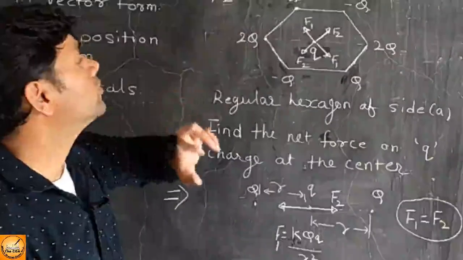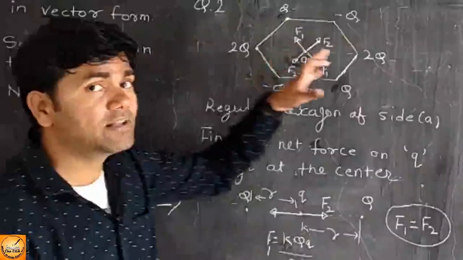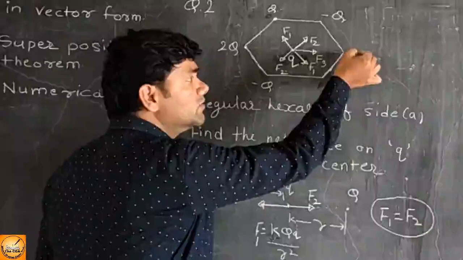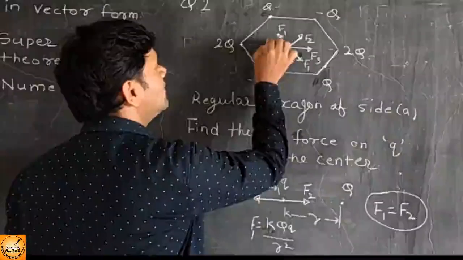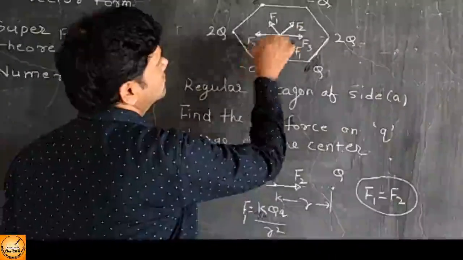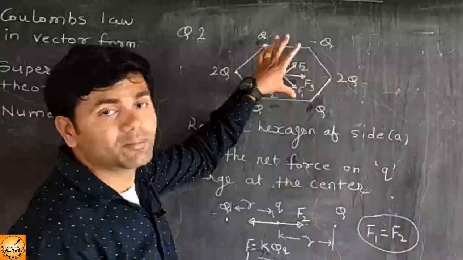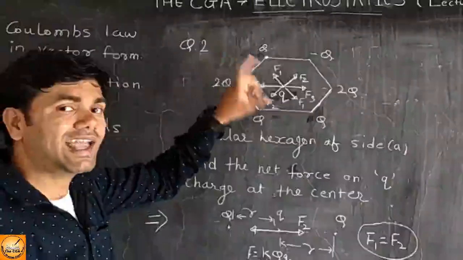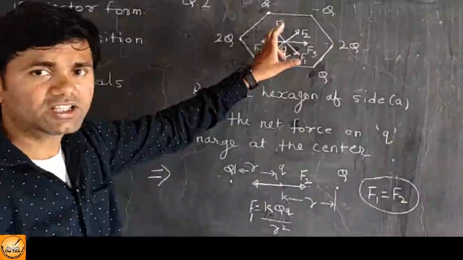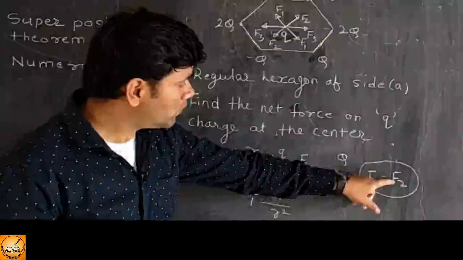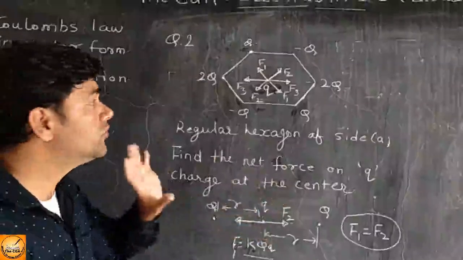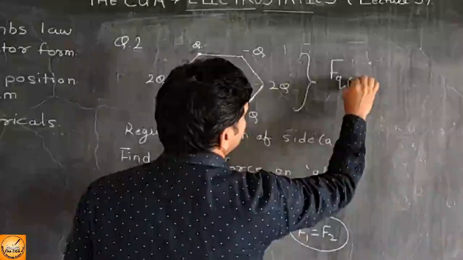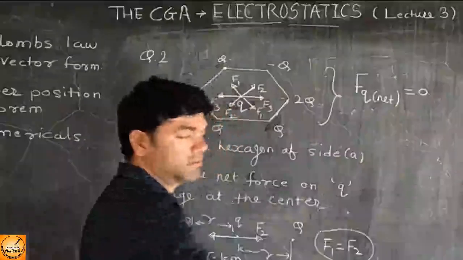If we consider now this 2Q charge, this will also apply a repulsive force on this q charge. Let us say that is F3 force in this direction, right? So this 2Q will also apply the same force in the opposite direction. So even though this problem is looking complicated, due to symmetry it is very simple, and we can say all the opposite charges' forces will cancel each other. So if both forces are equal, the net force on this charge will be equal to 0. The force which is going to act on the small q charge will be equal to 0, right?